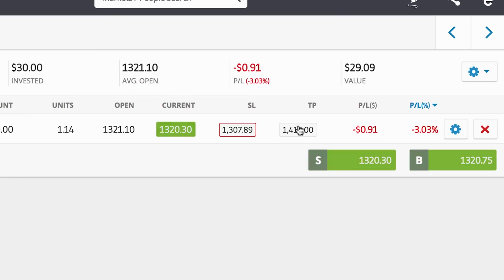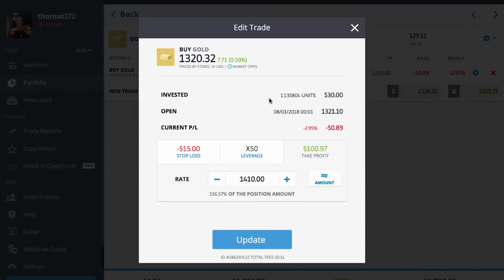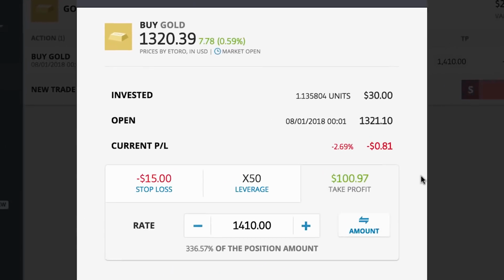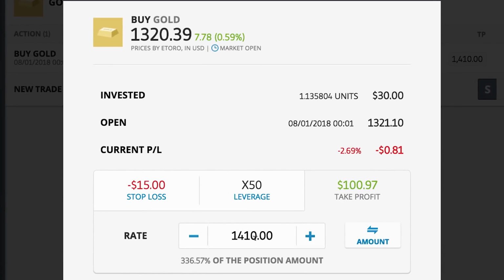So here in the TP column, you can just click on it and you come back to this edit trade dialog, this window. When you open a trade, obviously you can set your take profit and your stop loss when you open the trade. Once it's opened, you can keep changing it manually. So here we are. Here's my stop loss, here's my take profit. At the moment it's set at 1,400.